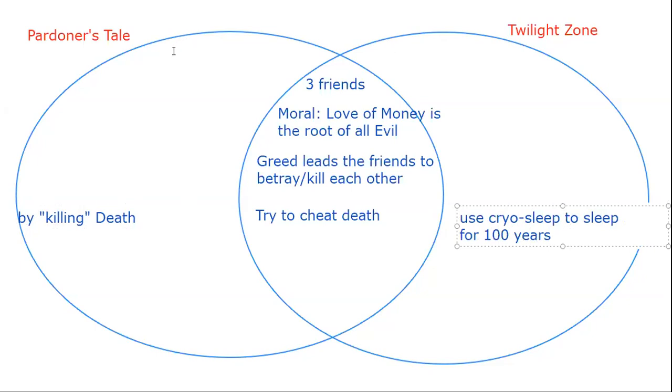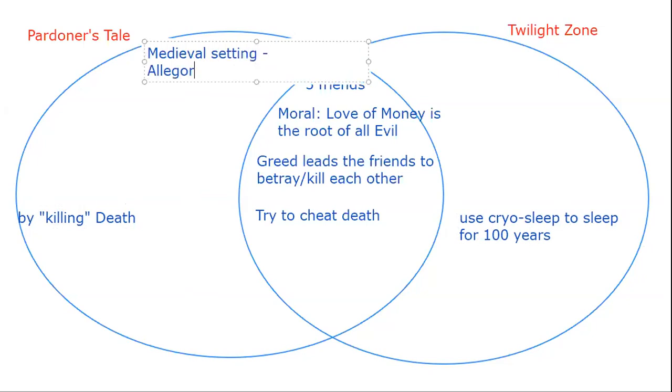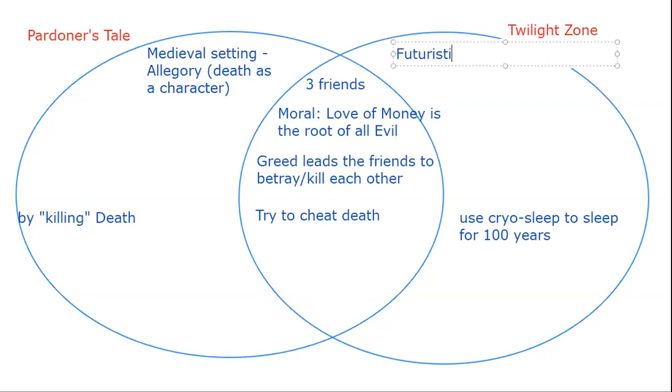So some more of the differences. The Pardoner's Tale is set in medieval times. It's set in the time period in which it was written. And it's also an allegory where death is a character. That's just kind of a narrative difference. The Twilight Zone has a futuristic setting, since they go 100 years into the future. And for that reason, it is a science fiction story instead of being an allegory.